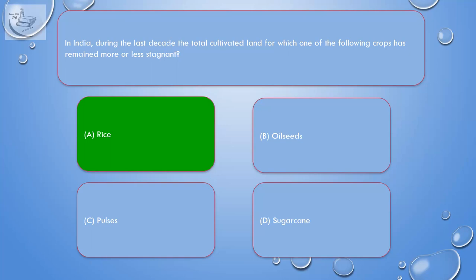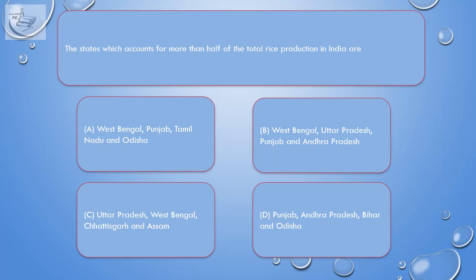Question: the states which account for more than half of the total rice production in India are A. West Bengal, Punjab, Tamil Nadu and Orissa. B. West Bengal, Uttar Pradesh, Punjab and Andhra Pradesh. C. Uttar Pradesh, West Bengal, Chhattisgarh and Assam. D. Punjab, Andhra Pradesh, Bihar and Orissa. Correct answer is B. West Bengal, Uttar Pradesh, Punjab and Andhra Pradesh.